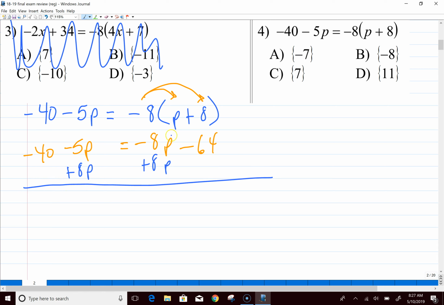Can you do it another way? Of course you can. I'm doing it my way. I'm going to bring down the negative 40. Negative 5p plus 8p. Negative 5 plus 8 is a positive 3 with the letter p. Don't forget it. Equals negative 64. Now I want to get the letter p by itself, so I'm going to move the negative 40 out of the way. So I'm going to add 40. So plus 40. Plus 40.